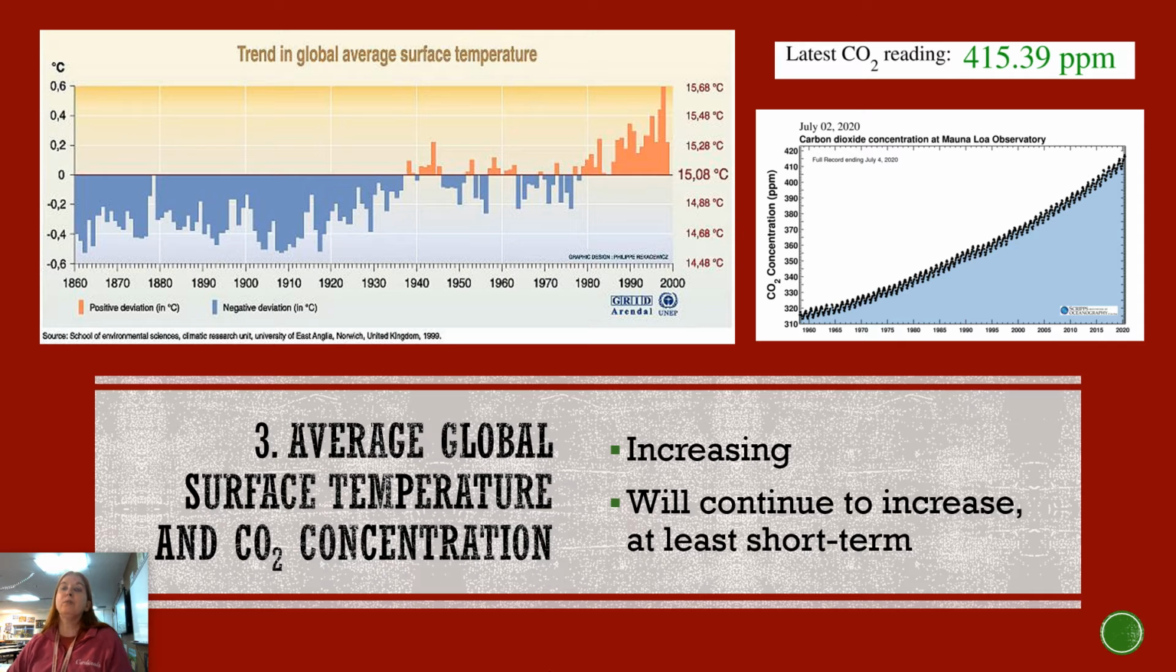The average global surface temperature and CO2 concentration is increasing and will definitely continue to increase, at least in the short term. You can't just stop that. If we stopped all fossil fuels today, it would still continue to get warmer for at least a little bit because there are consequences of everything we have done. The latest reading was 415 parts per million. Gosh. I remember when it was much lower. So this is bad, guys.